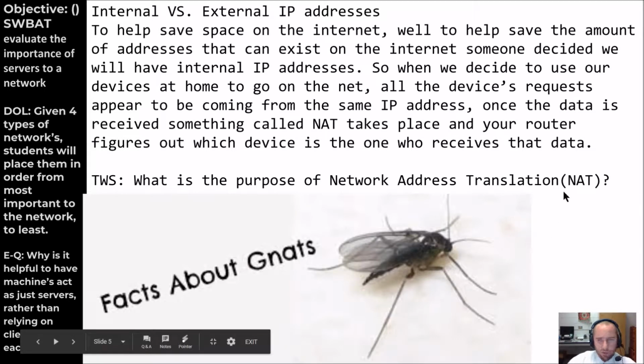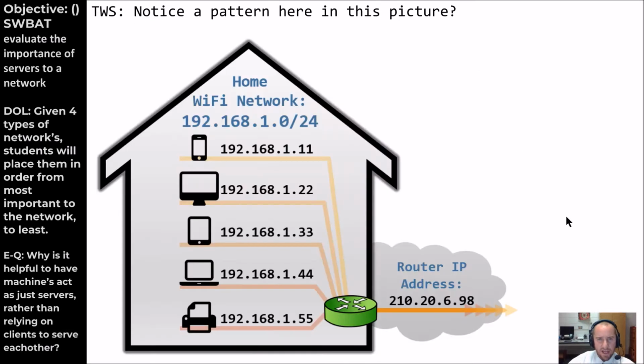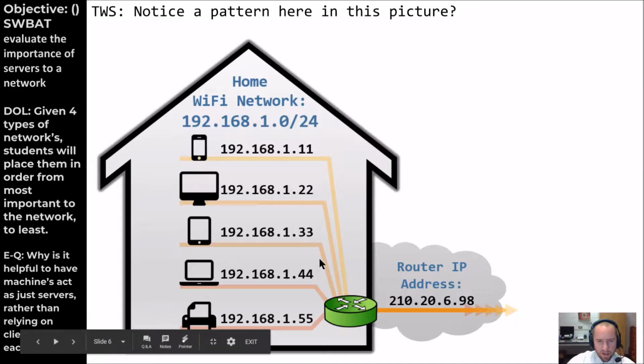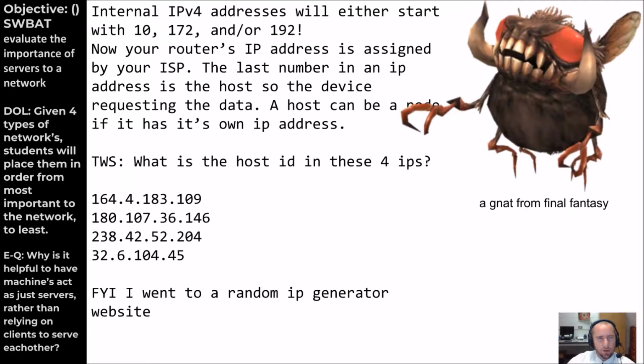So you can have multiple phones going out onto the internet, and they all have their own IP addresses, multiple devices as well, but all these requests are going through your modem and sent out under just one single IP address. And when it gets back, that's where the NAT figures out who gets what. So an internal IPv4 address will either start with a 10, 172, or 192.